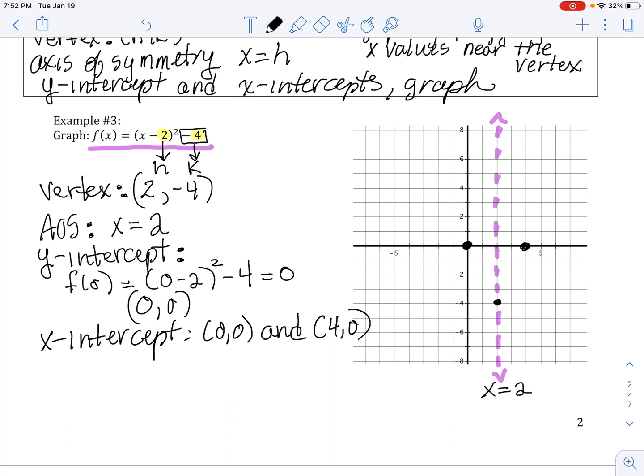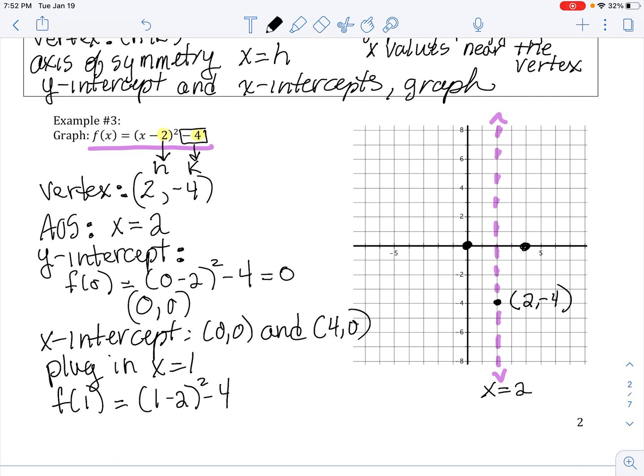So the vertex is the point (2, -4). So an x value near that is 1. So I'm going to plug in x equals 1. That means I'm going to calculate f of 1. So that's going to be 1 subtract 2 squared minus 4. So again, plug in x values that are near the vertex. The vertex was sitting here at (2, -4). So I chose to plug in x equals 1.